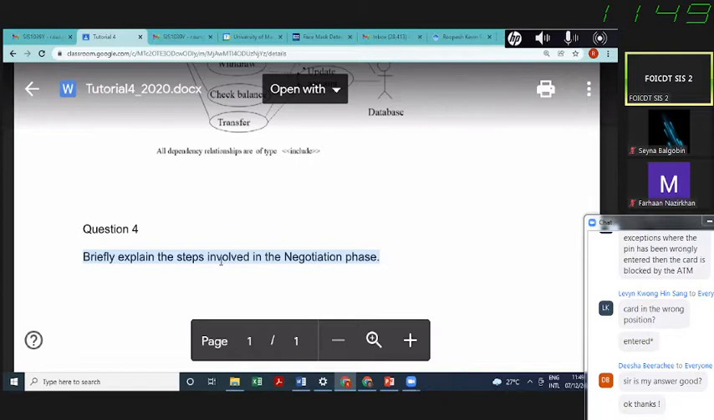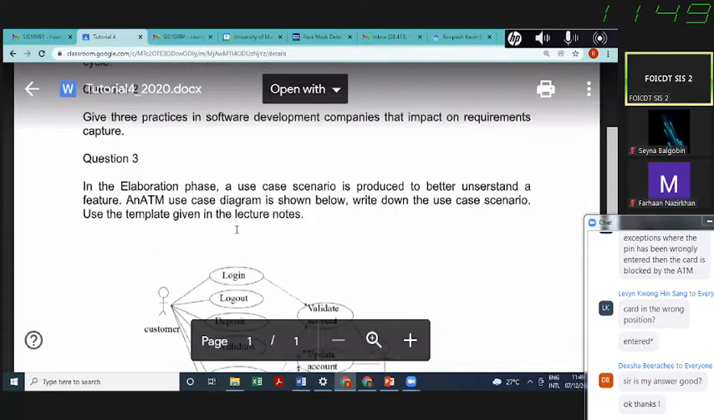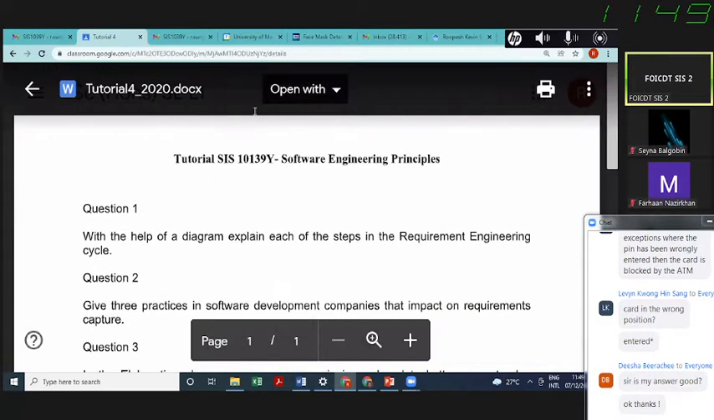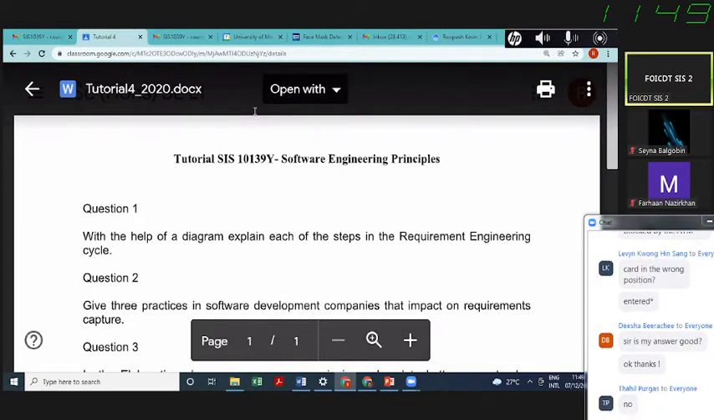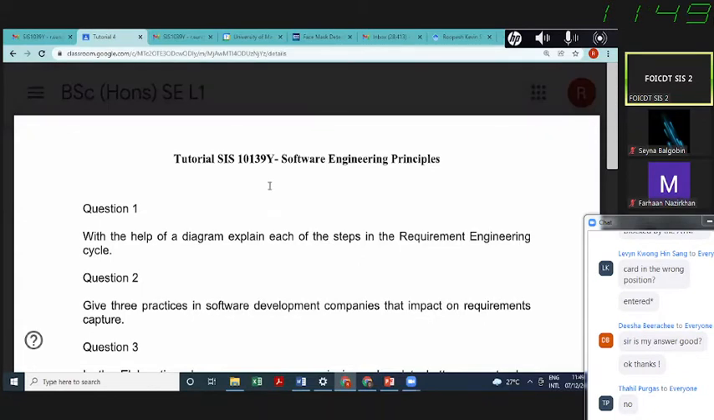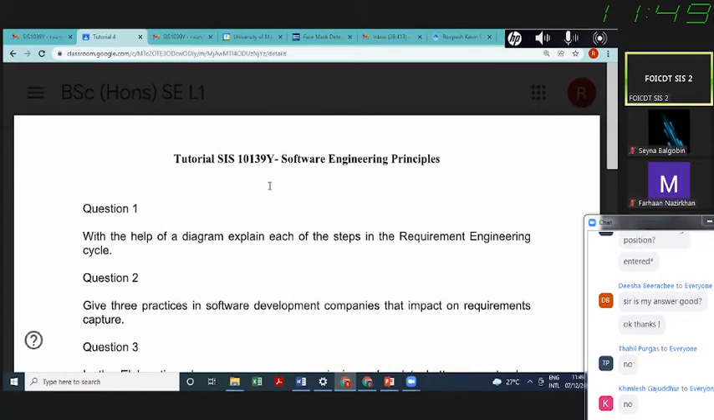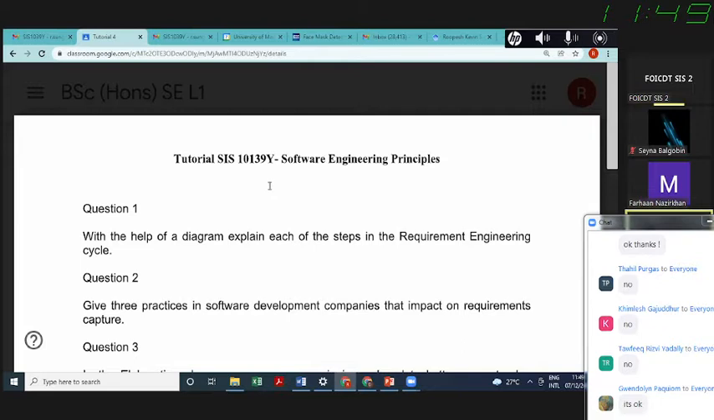So any question from this tutorial? Anything that's not clear? Anything that you would like me to explain again? Any question that you have from this?